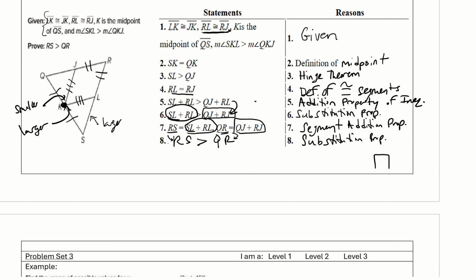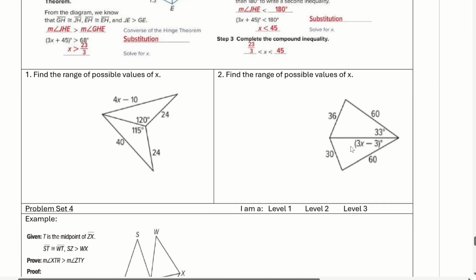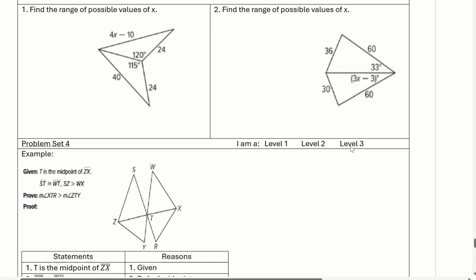All right, and so that ends the proof. All right, so there's problem set 2. Now let's do problem set number 3. Find the range of possible values of x.